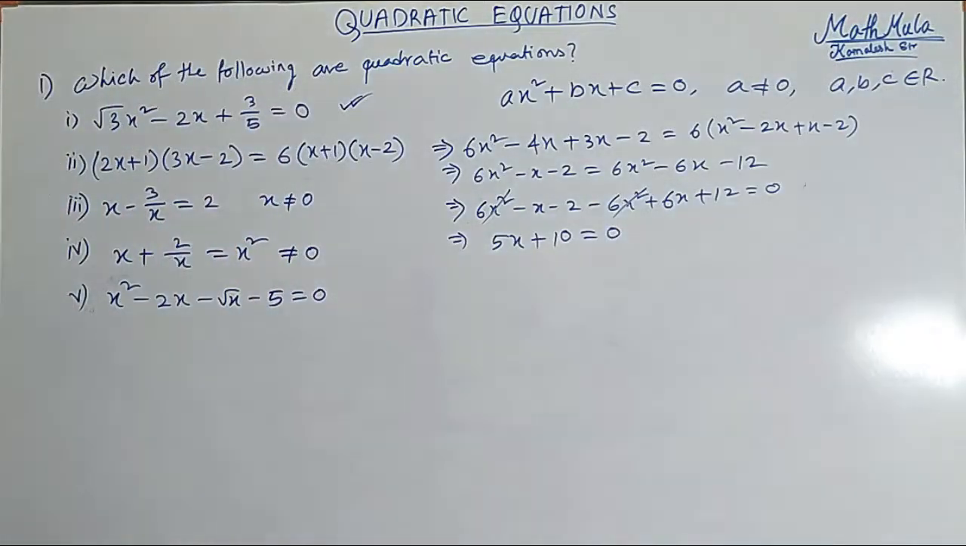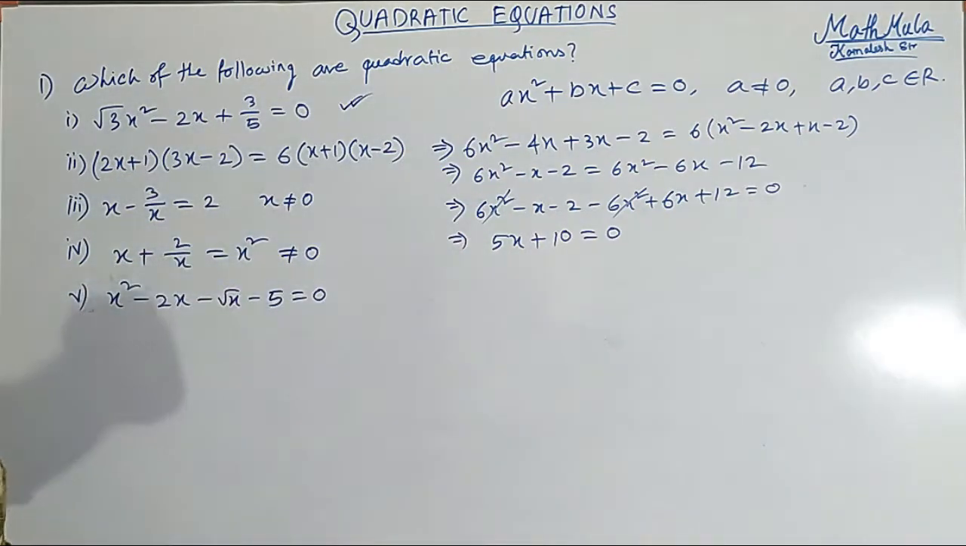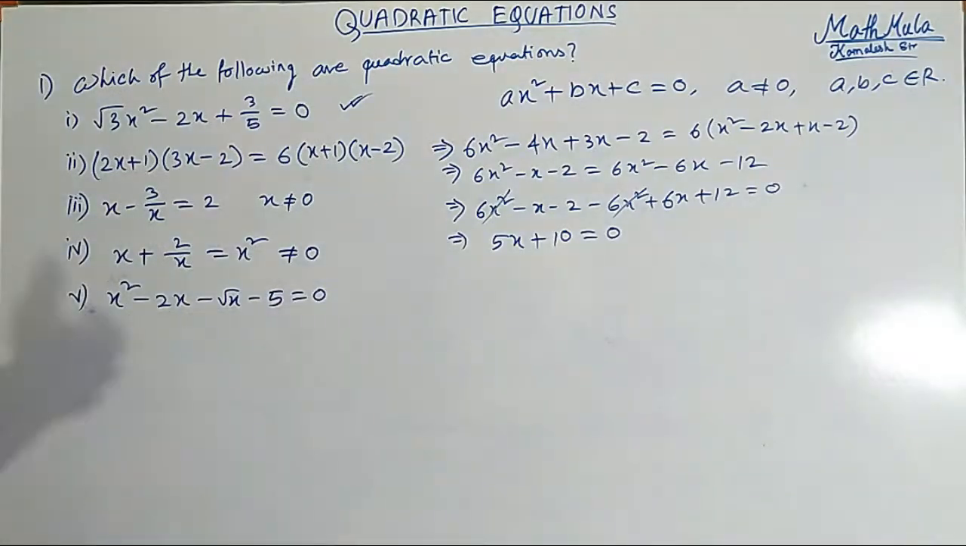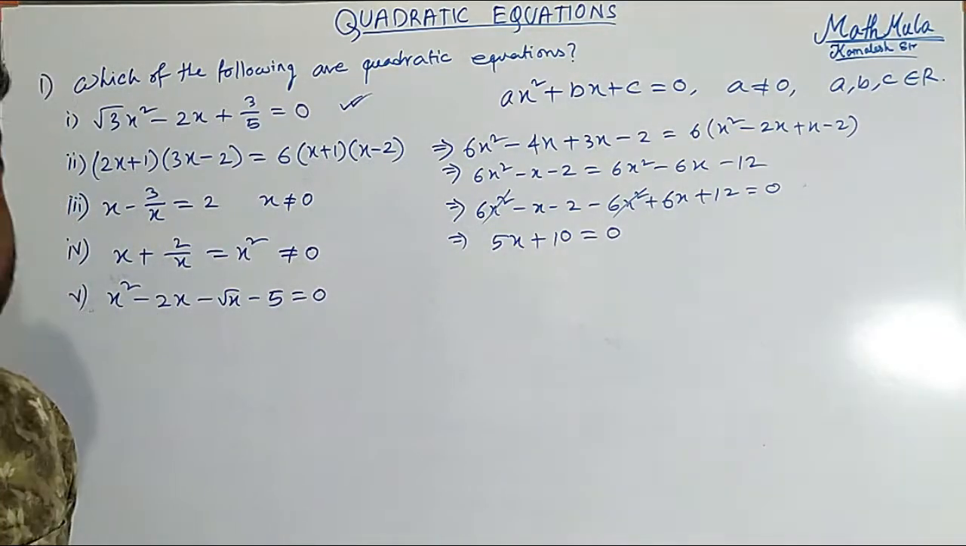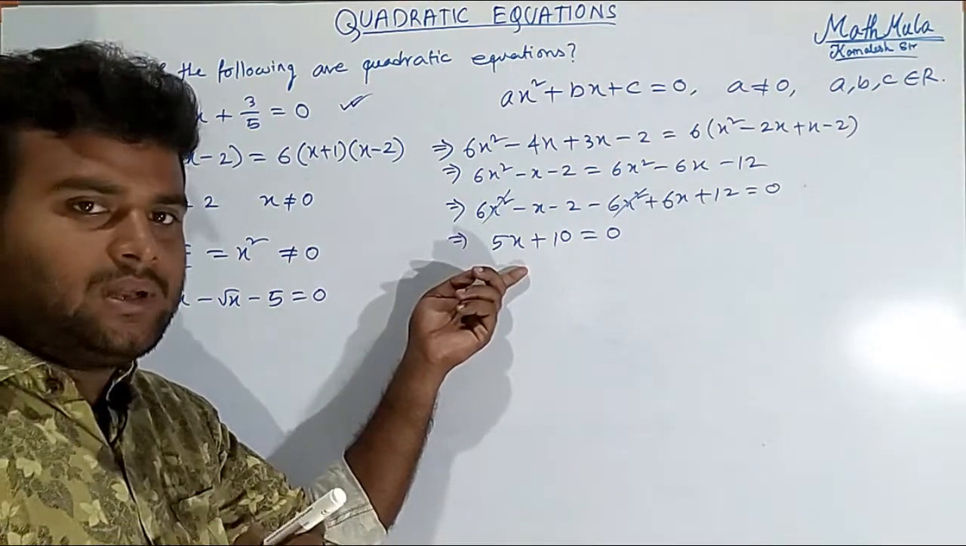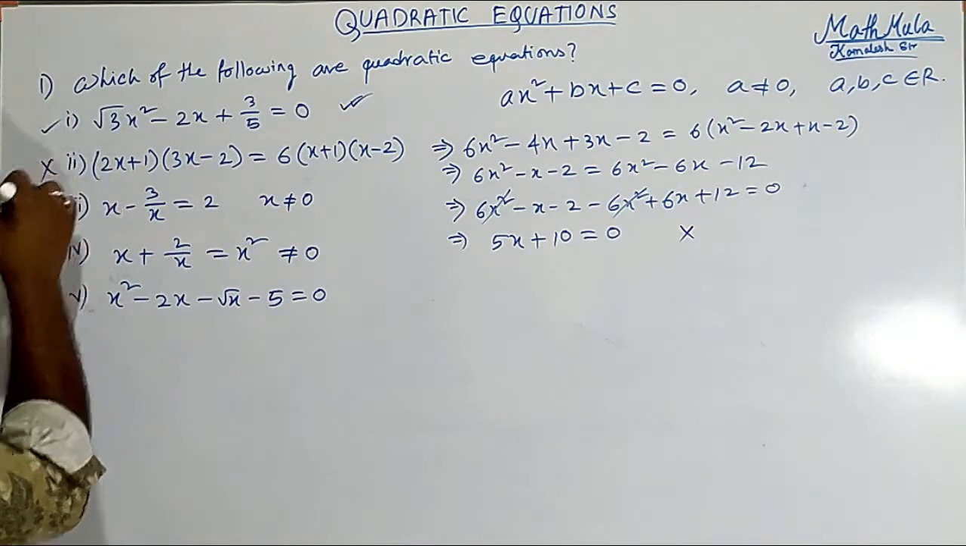Now look, in this equation, the coefficient of x square, that means a, is 0. That means there is no x squared term in this equation. So this is not a quadratic equation because the highest power of variable in this equation is 1. So this is a linear equation, not a quadratic equation. So this is quadratic and this is not a quadratic.